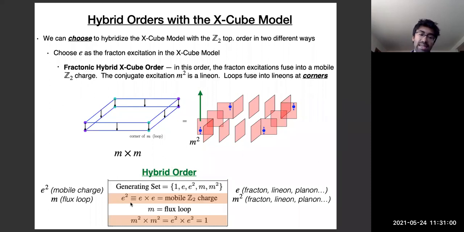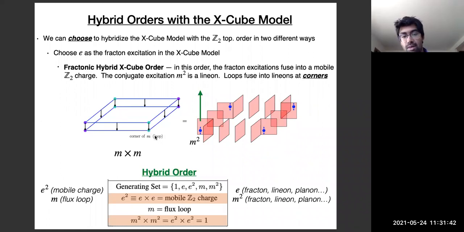So in one case, if I choose E to be the Fracton of the X cube order, then fusing two of these together actually gives a mobile Z2 charge, which behaves like the Z2 charge of the 3D Z2 topological order. And in that so-called fractonic hybrid X cube order, the conjugate excitation, M squared, becomes a linon. And the loop excitation of this hybrid order is such that the loops actually fuse into linons, which are like the linons of the X cube order. So specifically in this hybrid order, if I take two loop excitations and fuse them together, then I'll find that there are linons at the corners of the loops.